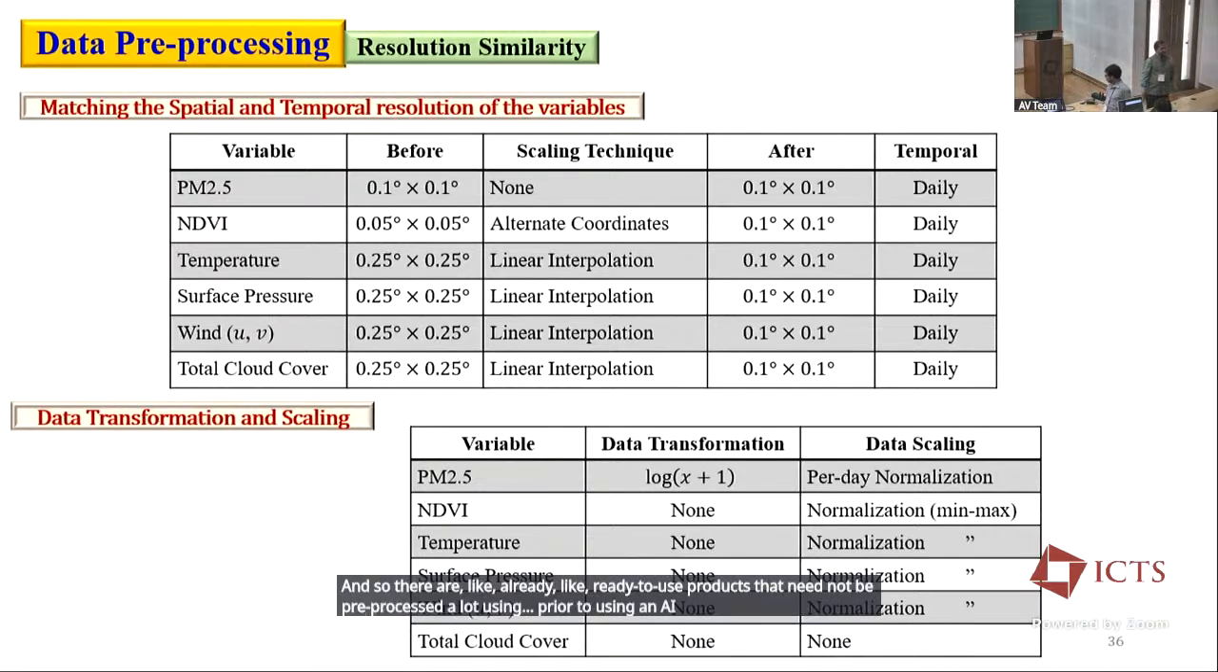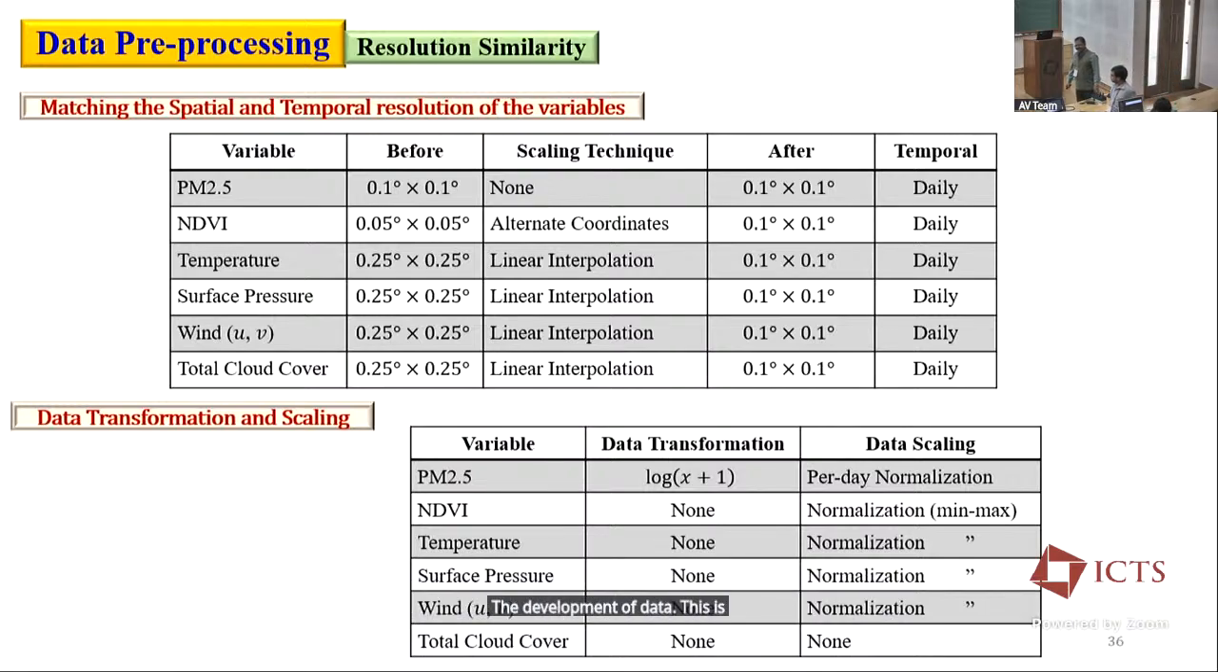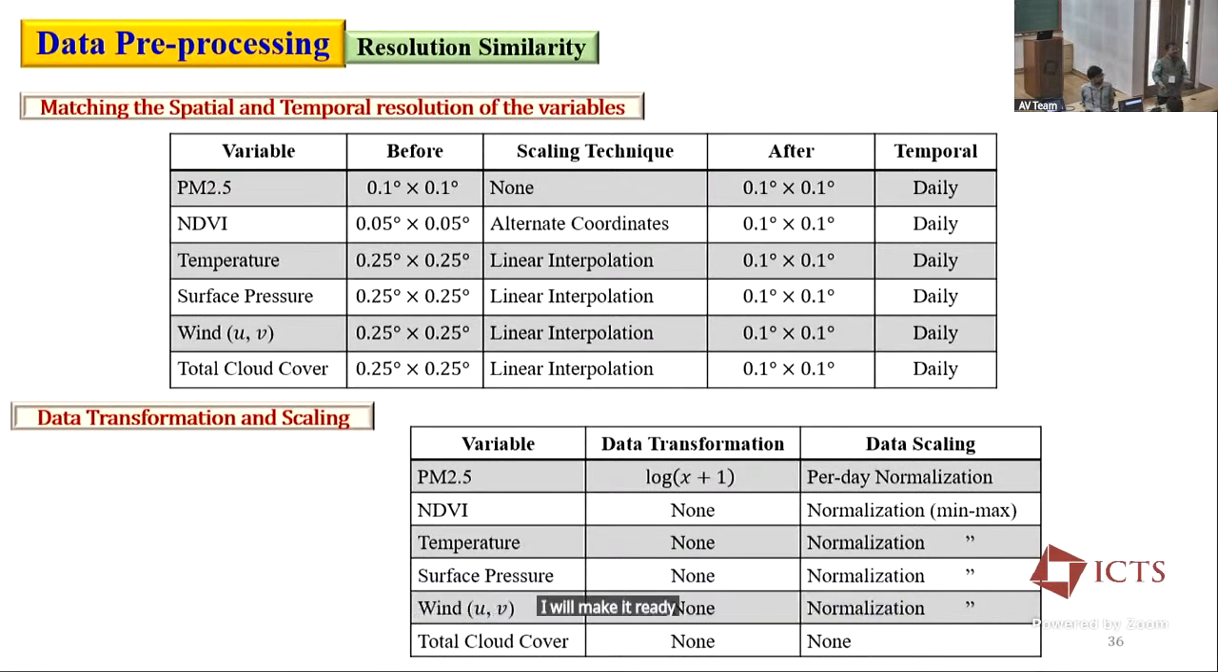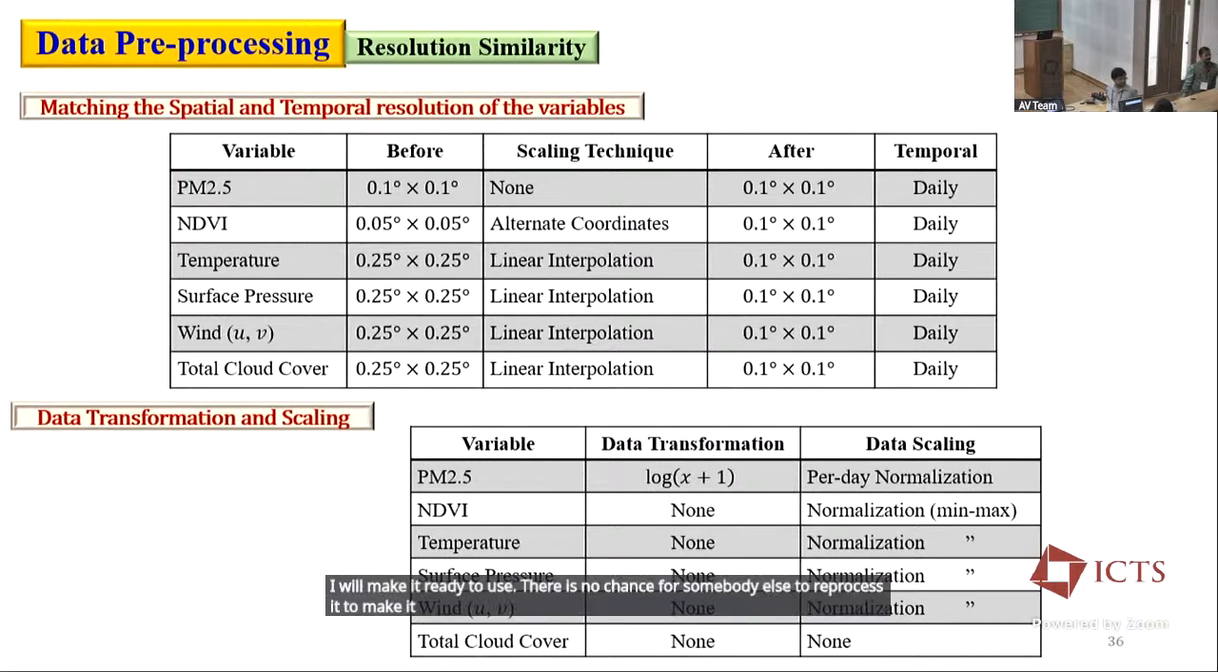What is your take on that? The development of data, this is the shortcut. If you are saying everything is ready to use, here we are discussing, suppose not everything. You want to make a product, you want to give a product to someone else. How will you make it? I will make it ready to use. There is no chance for somebody else to pre-process it. Data these days, a lot of data are ready to use. If data is ready to use, then it is fine.